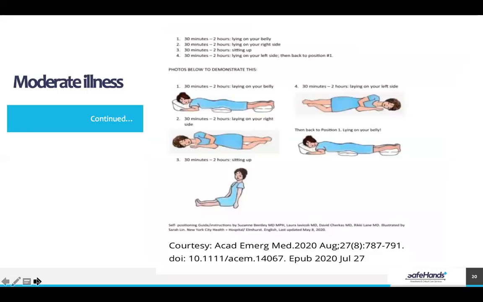In case of moderate illness, positioning of the patient is of utmost importance. 30 minutes to 2 hours lying on your belly, 30 minutes to 2 hours lying on your right side, 30 minutes to 2 hours sitting up, 30 minutes to 2 hours lying on your left side, and then back to the prone position. The photo below demonstrates how one has to lie down. Try to be in the prone position for the maximum time, at least 12 to 16 hours. Then every second hour there is a position change, from lateral position to supine position on either side.